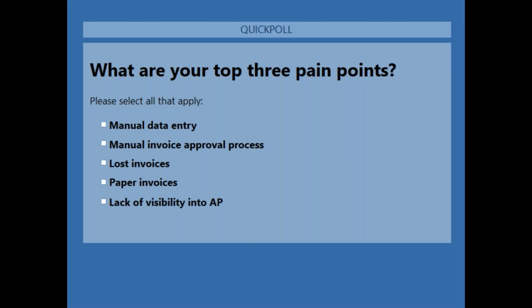And this is going to be top 3 here, so it looks like you'll be able to select all that apply. We've got manual data entry, the manual invoice approval process, lost invoices, paper, having too much paper moving around your office, or the lack of visibility into your AP. And we'll keep the poll open for just a few more seconds here so you can make sure you get your response submitted.